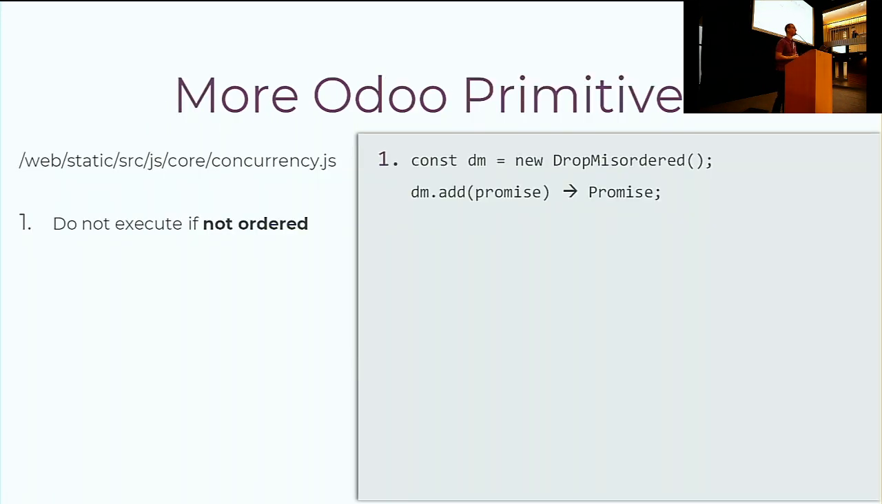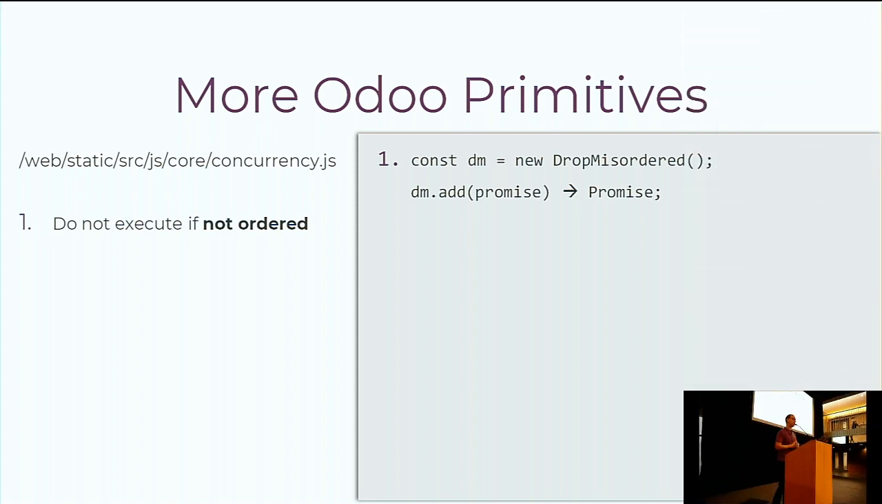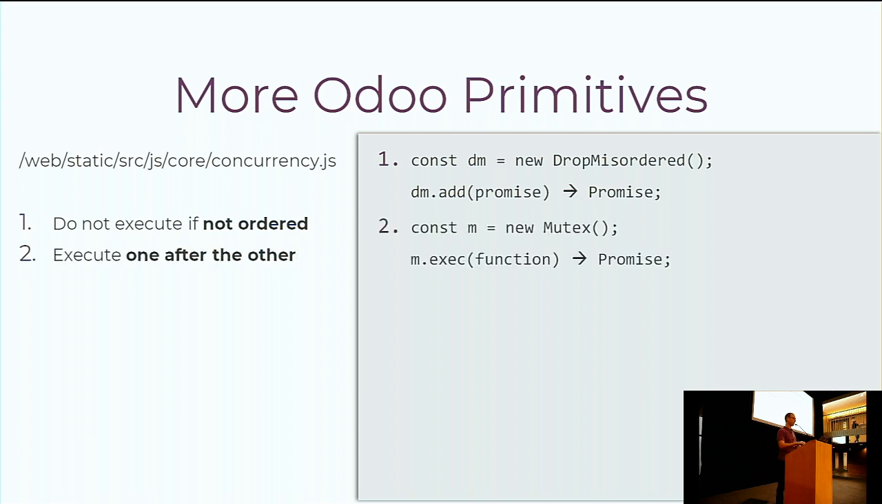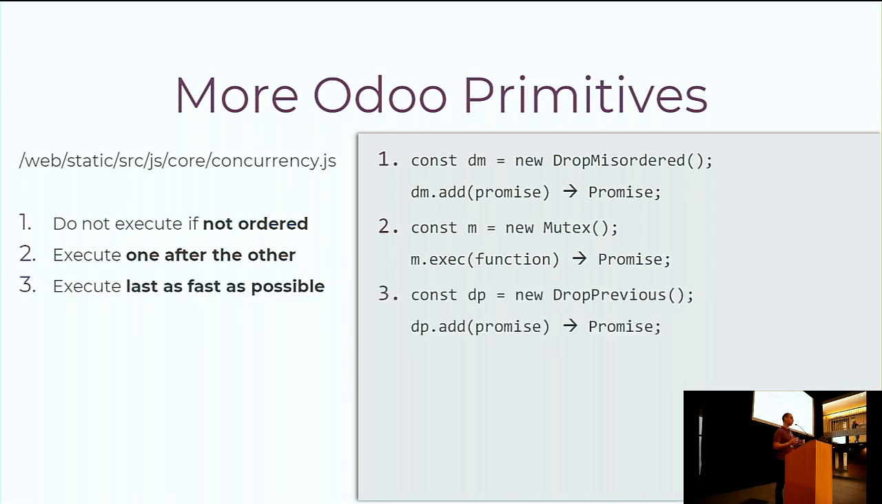That's not the only primitives that we have implemented. There's a few more. One of them is called drop misordered, and it's used when you want to execute everything you put inside of it, provided that they're added in order. Everything that is added or comes back out of order is rejected. It's not very much used because drop previews, I think, are better primitives. As I said, to execute something one after the other, you have to use the mutex, and it will go to completion all the time. Go to the end as fast as possible. This is drop previews. It's used in many places in Odoo.